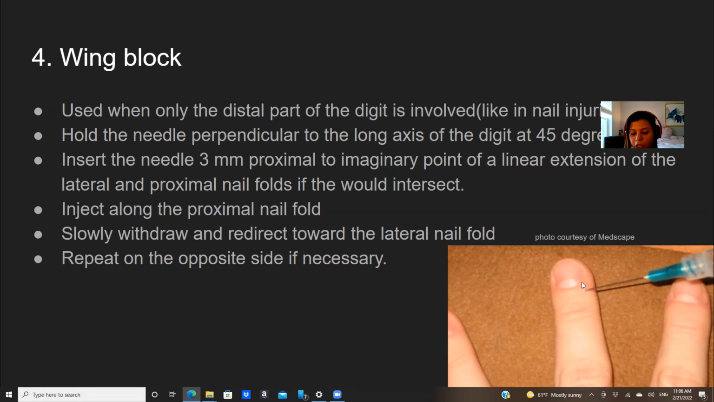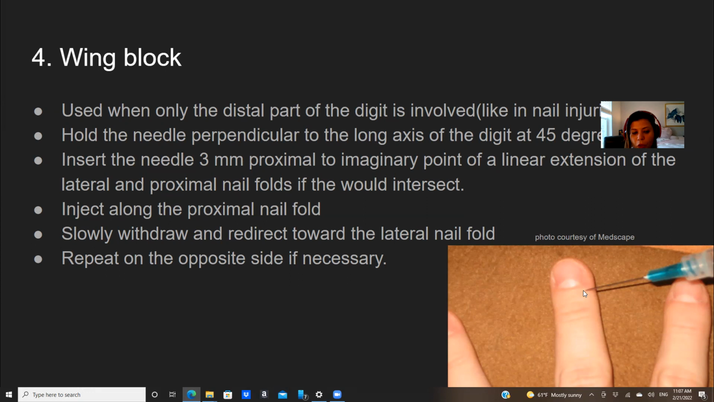Where you're going to inject is you're going to draw an imaginary line from the linear extension of the lateral and the proximal nail fold. If they meet at a point, 3 millimeters proximal to that point, that's where you're going to inject. So there's the lateral and proximal nail fold. If they were to meet at a point, that point 3 millimeters proximal to that imaginary point, that's where you're going to inject.